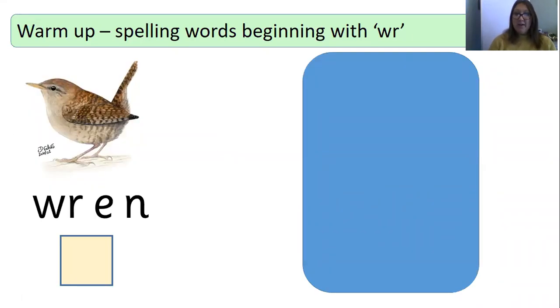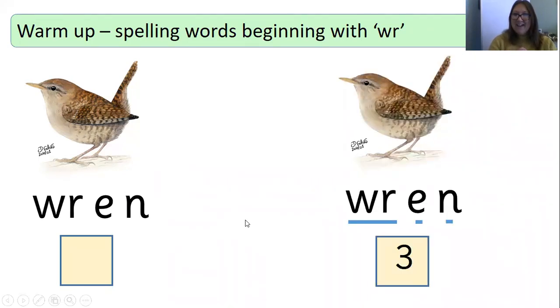What I would like you to do is write the word on the screen in your book. Then I would like you to do your dots and dashes. Remember, dashes are lines for special friends, dots for the others. And then at the end, write how many sounds there are in each word. Put me on pause now and do this for the first word. Let's find out, does yours look like mine? Well done. There were 3 sounds in the word wren, a little tiny bird.